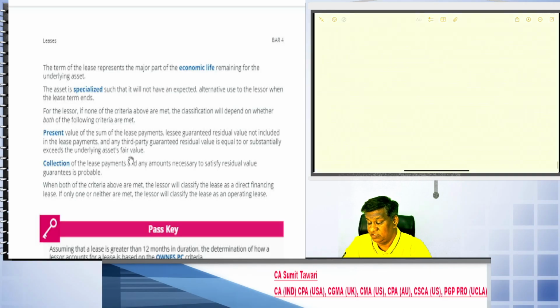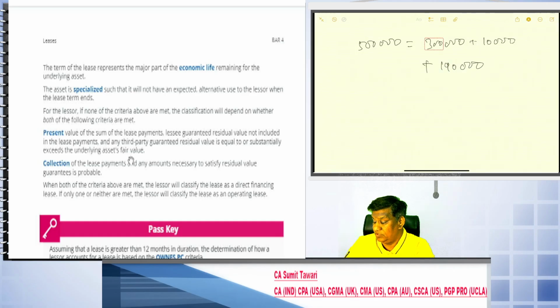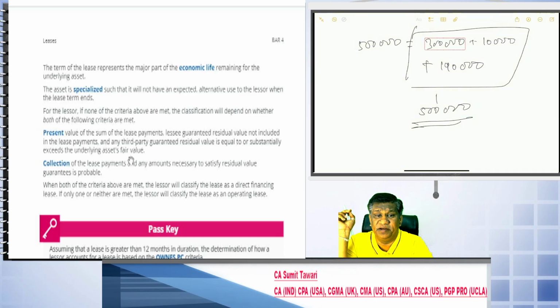I mean, just understand, say the value of the asset is 5 lakh. Okay, the fair value of the lease payment, say for 3 lakh. Okay, 10,000 is a residual value and the government is giving a grant of 1 lakh 90,000. So all together this will become 5 lakh. So in that situation also we need to consider this as a finance lease.